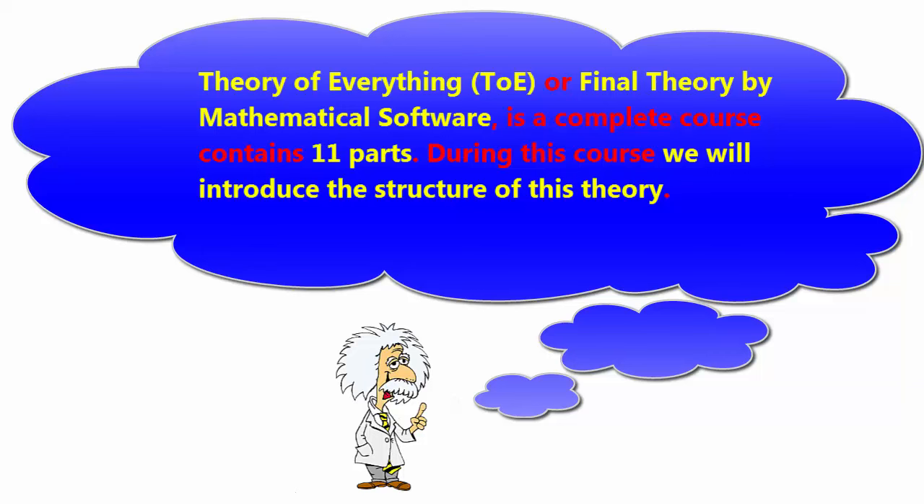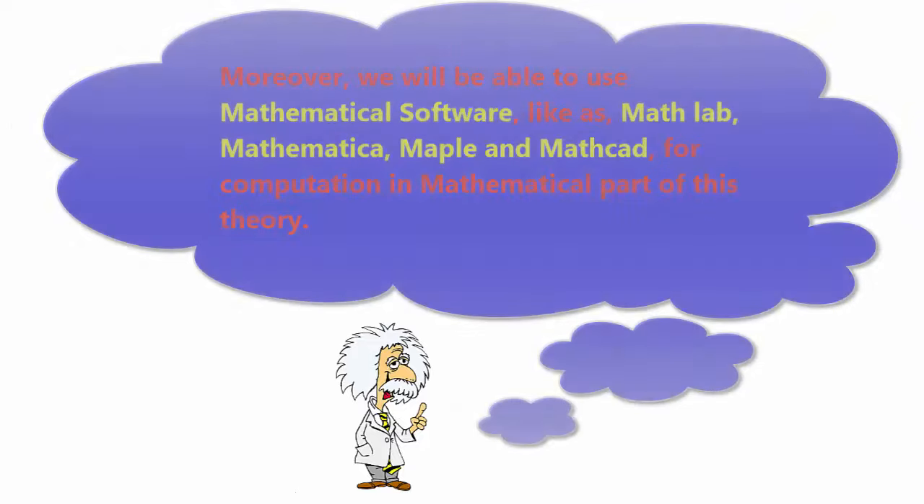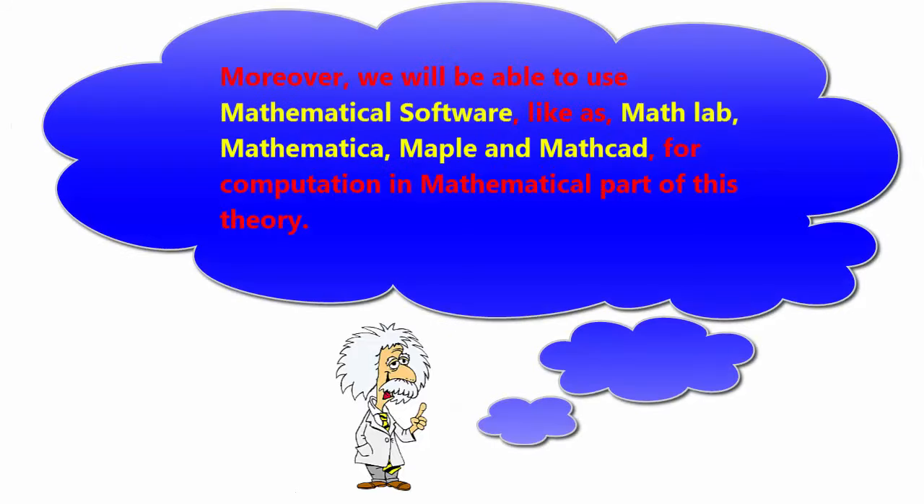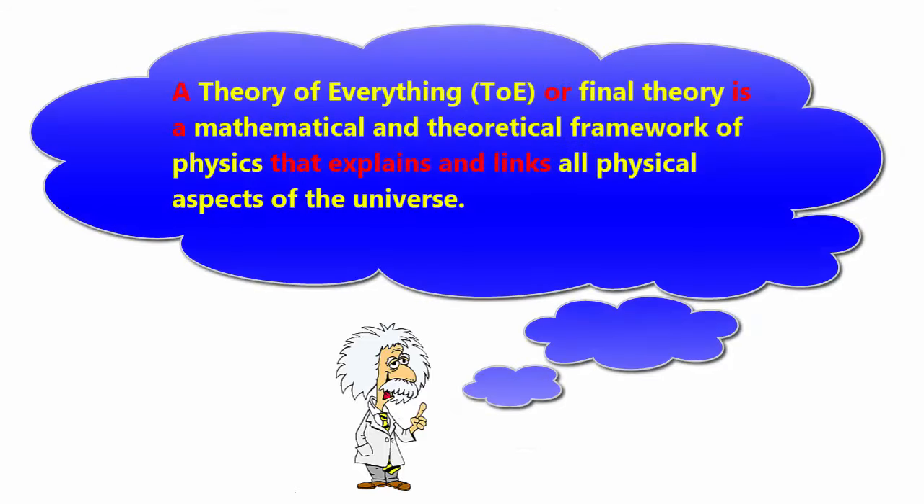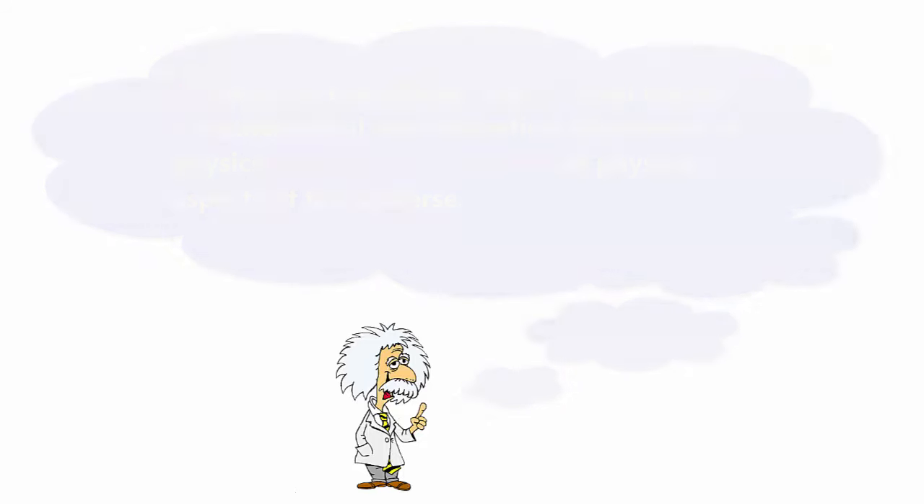During this course, we will introduce the structure of this theory. Moreover, we will be able to use mathematical software, such as Matlab, Mathematica, Maple and Mathcad, for computation in the mathematical part of this theory. A theory of everything, or final theory, is a mathematical and theoretical framework of physics that explains and links all physical aspects of the universe.